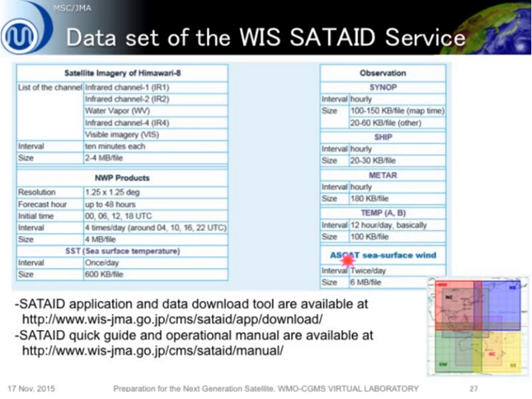And METAR is aviation routine weather report data, and TEMP is upper observation data by radiosonde. And the dataset of those 6 areas, 1, 2, 3, 4, 5, 6, those 6 areas are available in this WIS service.